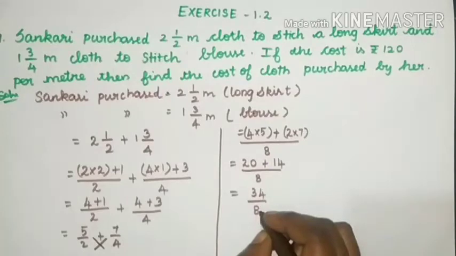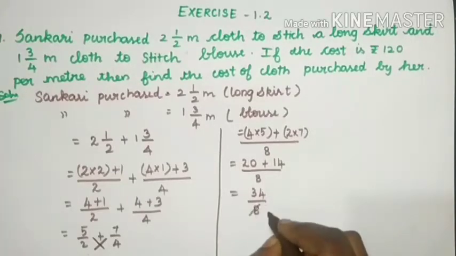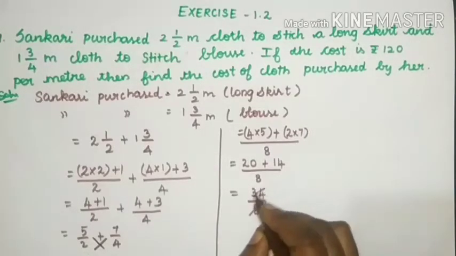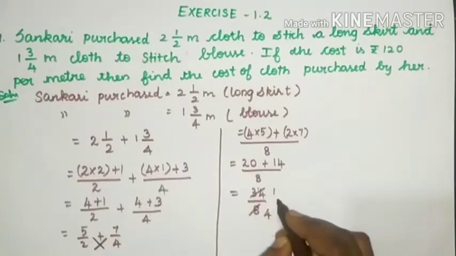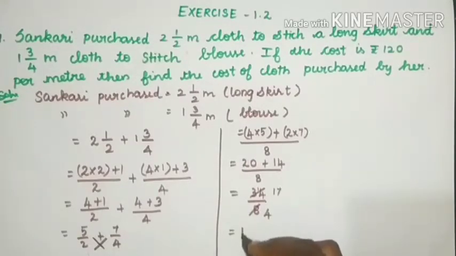Let's cancel this fraction by the 2 table. 2 4s are 8. 2 17s are 34. Here we get the answer as 17 by 4. Students, is it clear now?